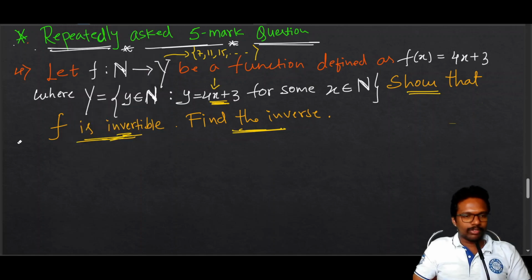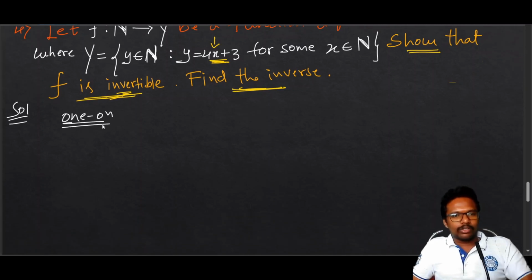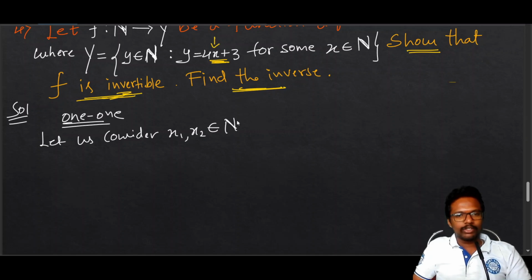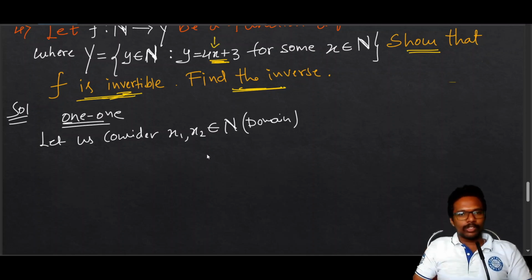Okay, solution. One-one. So let's start the one-one here. One-one means first we have to consider, let us consider the same thing, the same lines I am writing. Let us consider x1 comma x2 belongs to the natural numbers. So the domain is N. I am writing here domain. The domain is the natural numbers. So from those natural numbers I have considered x1 and x2.